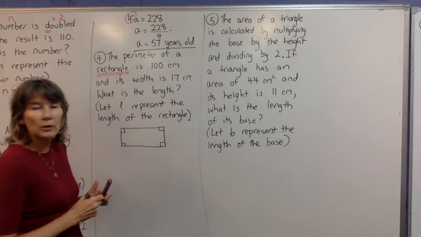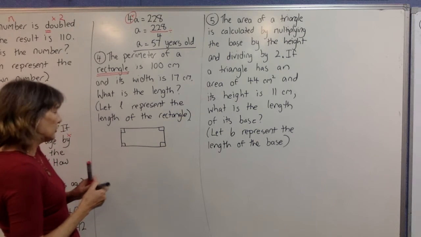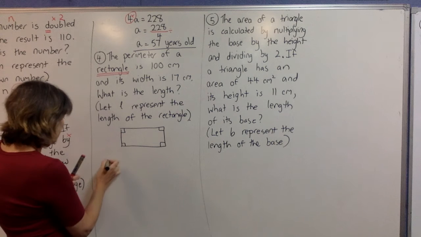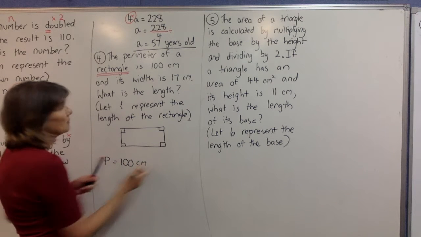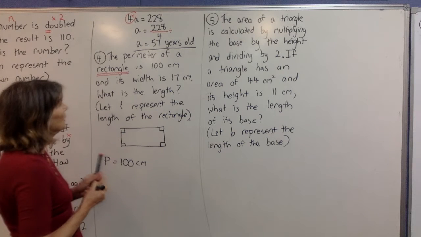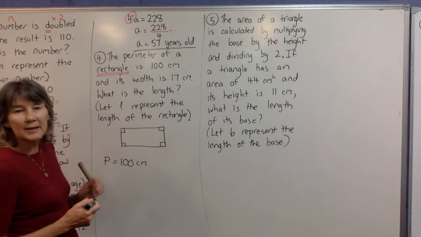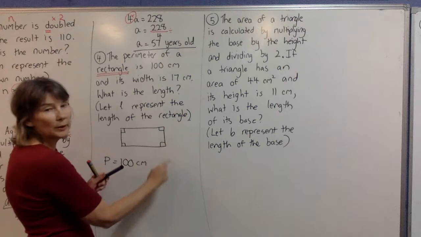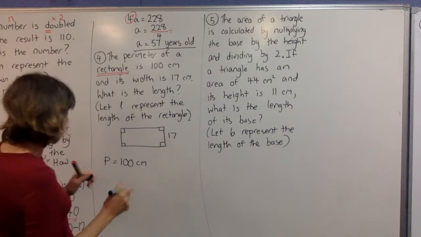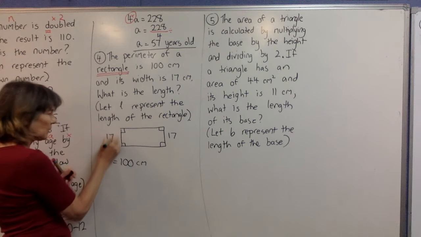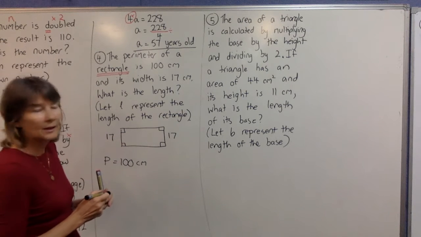Now, they've told you that the perimeter is 100. Bit hard to mark that on, so I'm just going to write that underneath. P equals 100 centimetres. P for perimeter. All right, now it says the width is 17 centimetres. Well, here's the width or the breadth. So that's 17. Don't worry about the centimetres at the moment. And this would be 17 because it's got 2 widths, hasn't it?